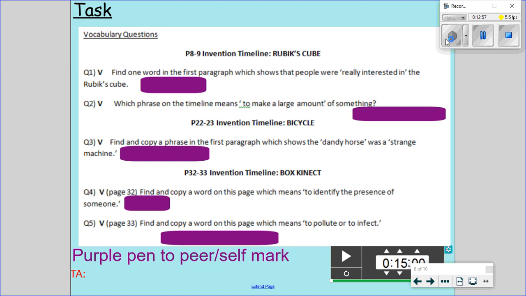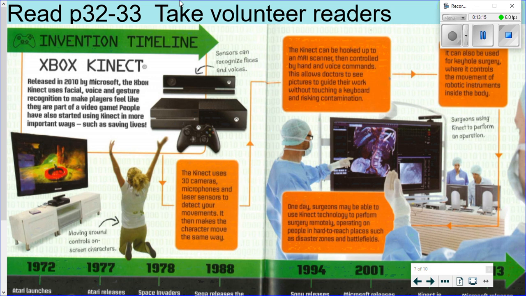Okay, and question number 4. So we're now moving on to our Xbox Kinect, sorry. So page 32 tells us which page this one's on. Find and copy a word on this page which means to identify the presence of someone. So on this page, can you find a word that means it identifies the presence of someone? It could be in this paragraph here.